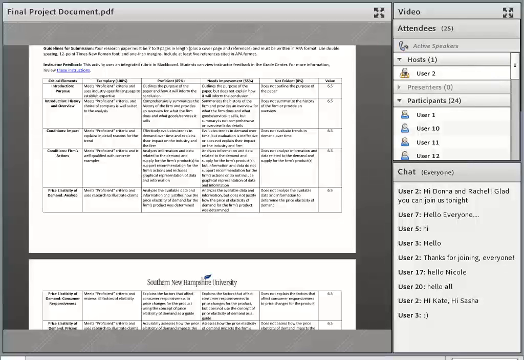So exemplary for introduction purpose, which is the very first critical element up here, says meets proficient criteria and uses industry-specific language to establish expertise.